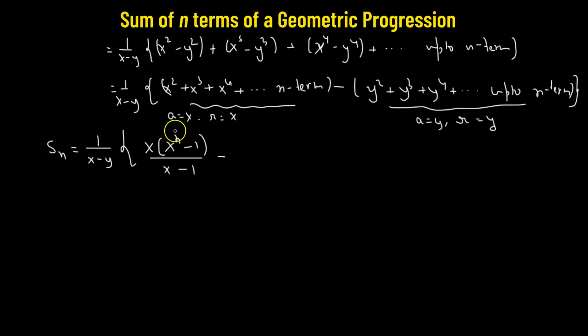The first term is, actually my mistake, this is x squared, and the first term here is y squared with the common ratio r equals y. So we'll have y squared multiplied to y raised to the power of n minus 1 divided by y minus 1. So this is going to be the sum up to the nth term of the given geometric progression. Let's move on to the next problem.